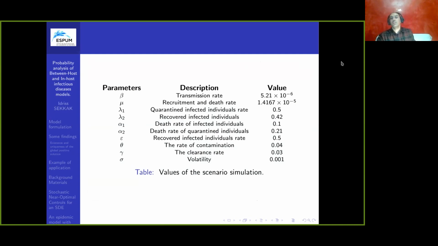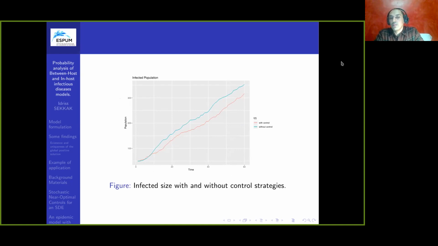And we did a simulation using these values in our model. So here for the term with control, in red, we can see that there's a lesser size of the infected population when we use the three controls at the same time.